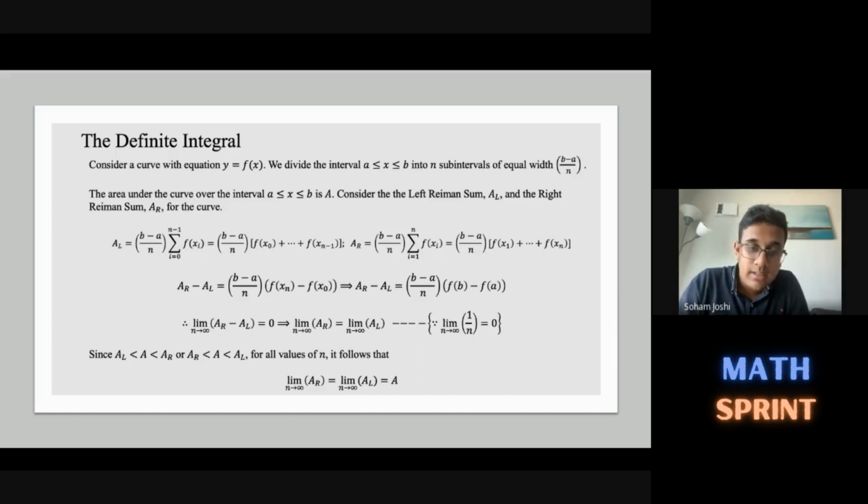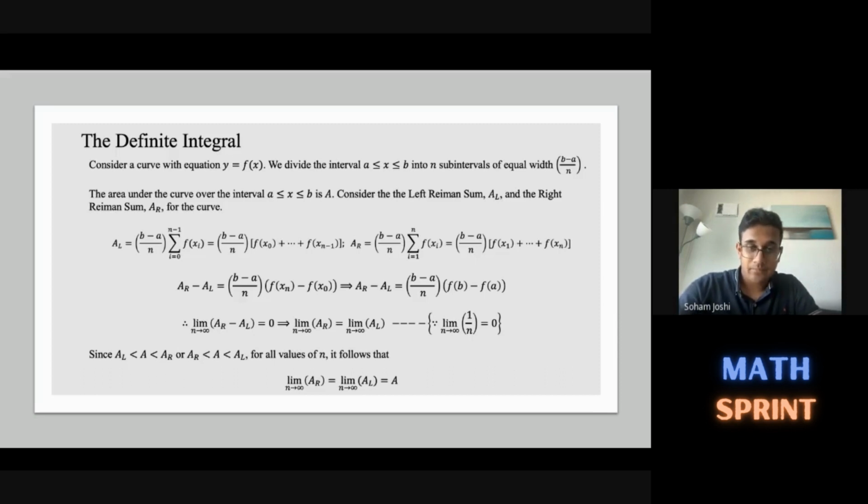Now, I want you to consider A_R minus A_L. That is the right Riemann sum minus the left Riemann sum. If you notice, when we consider this, a lot of these terms actually cancel out. So f of x_1, f of x_2, f of x_3, and so on, till f of x_(n minus 1), these all cancel out. This means that A_R minus A_L, the right Riemann sum minus the left Riemann sum in general, is equal to (b minus a) divided by n multiplied by (f of x_n minus f of x_0).